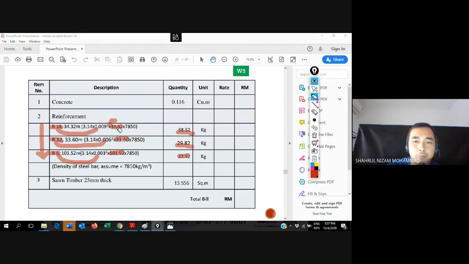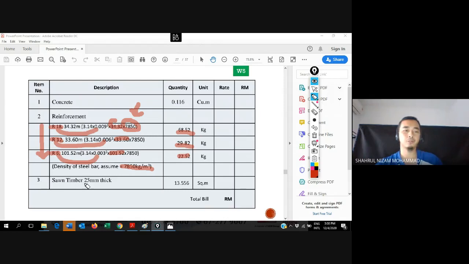Okay, so in order for you to get the mass in the unit of kg, you need to multiply with the density of the steel, which is 7,850 kilogram per meter cube. So this one you need to memorize. 7,850 is the density of steel. Okay, so please memorize. Density of steel is 7,850 kilogram per meter cube. So this one, density of steel bar assume 7,850 kilogram per meter cube. So from the length here, from your taking off, you can convert into kilogram.